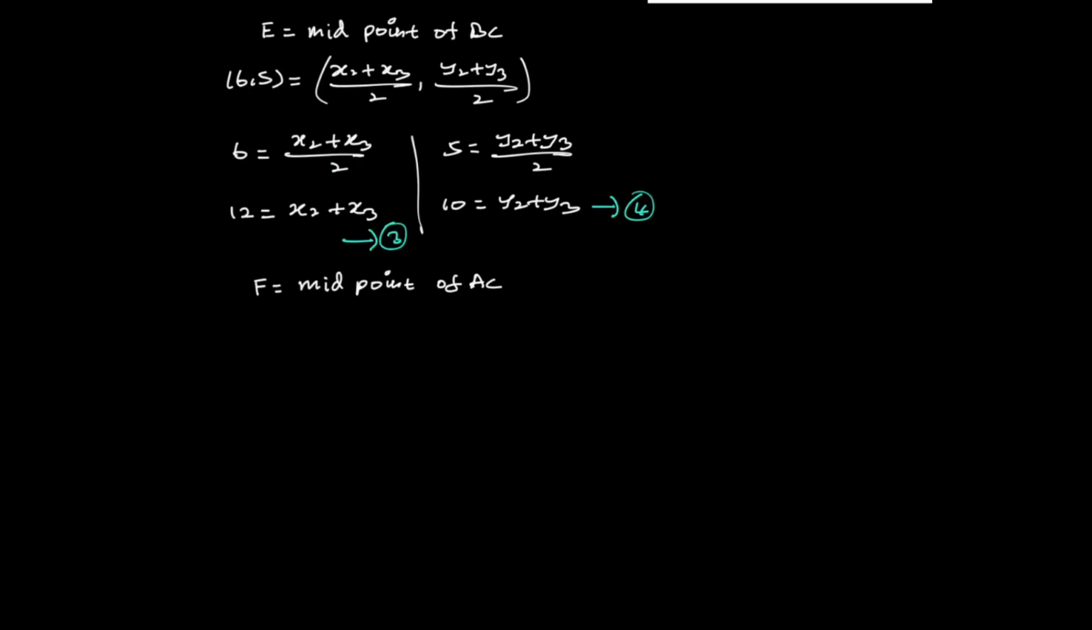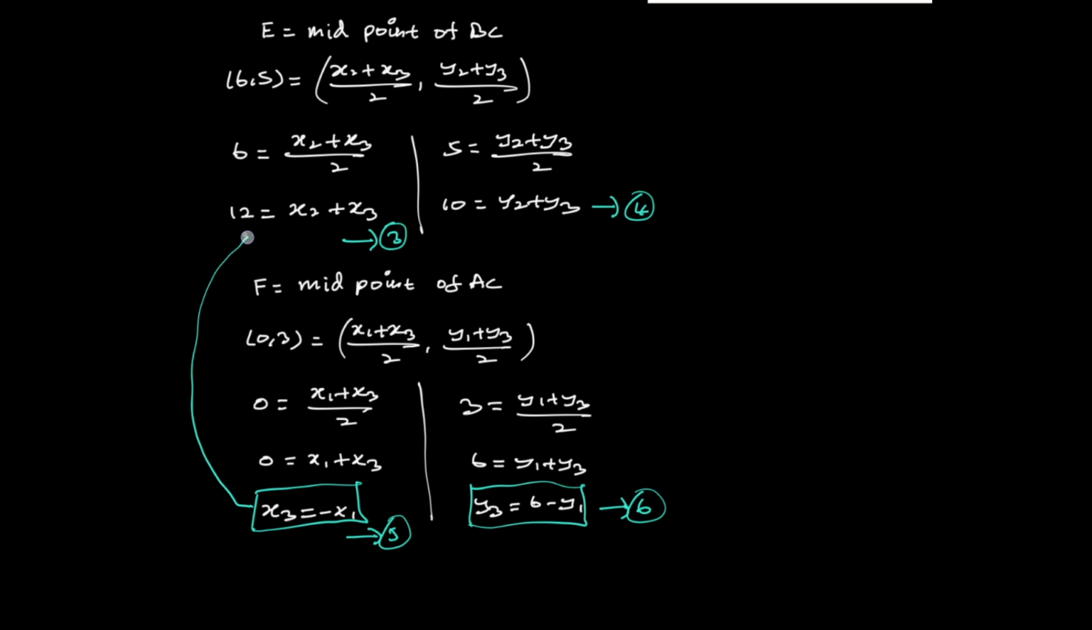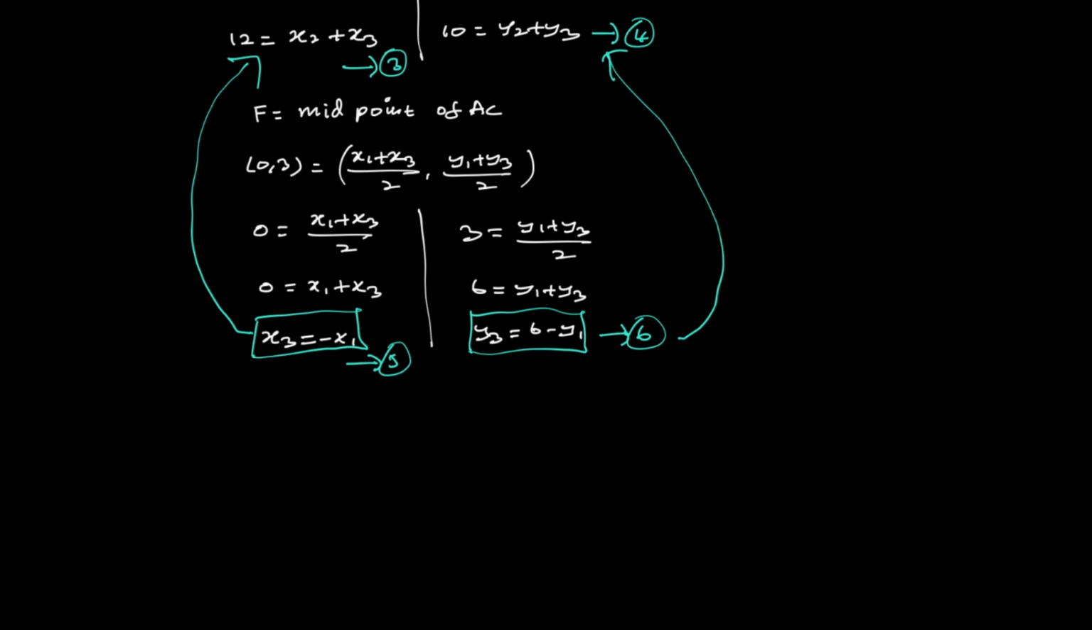Similarly, F is the midpoint of AC. So by using the midpoint formula, similarly we can find the equations. So this is equation number 5 and this is equation number 6. So in equation number 5, x3 is equal to minus x1 and y3 is 6 minus y1. Now we can substitute equation number 5 in equation number 3 and equation number 6 in equation number 4. First substitute equation 5 in equation 3.